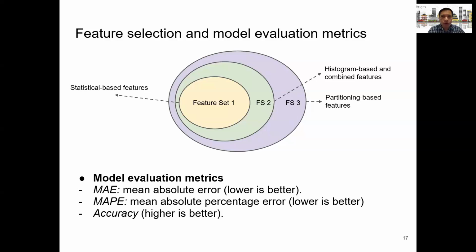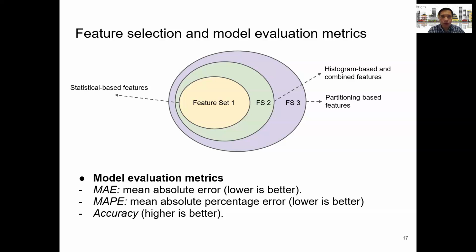We combine different groups of features to observe the impact of each group on the accuracy of prediction models. In particular, we have three different feature sets. Feature set 1 contains the statistical-based features. Feature set 2 adds histogram-based and input relationship features. Feature set 3 adds the partitioning-based features.